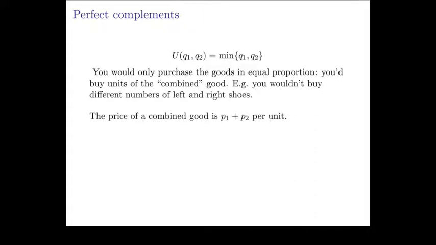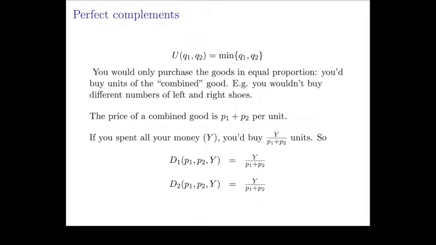So the price of the combined good is just P1 plus P2. So if you want to buy 1 unit of the combined good, which includes 1 unit of each of the 2 goods, it's going to cost you P1 plus P2 per unit of this combined good. So if you spend all of your income on that combined good, how many units could you buy? Well, you've got Y dollars, and if you spent Y dollars on these goods that cost P1 plus P2, in total you can buy Y divided by P1 plus P2 units of it.